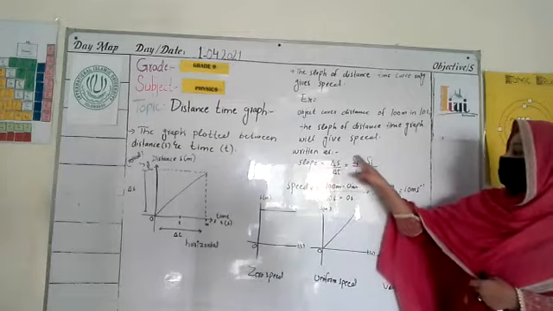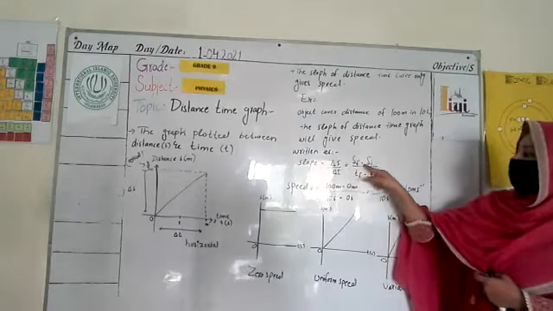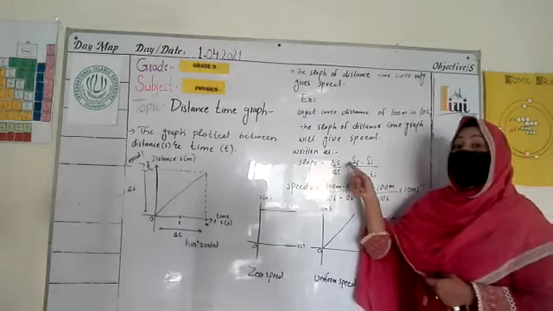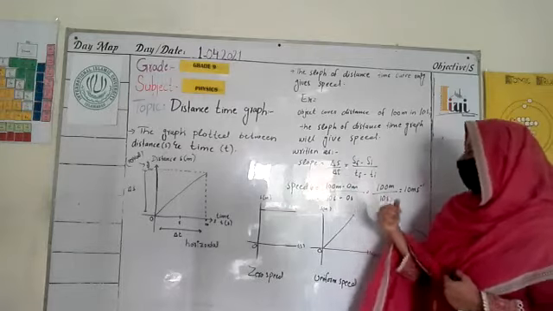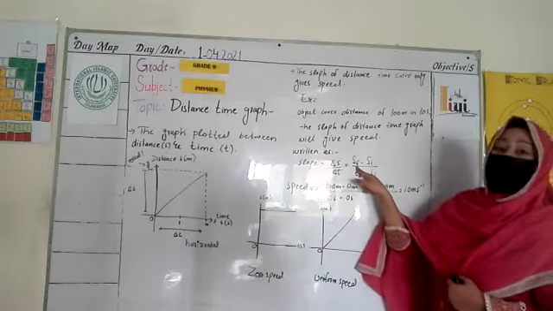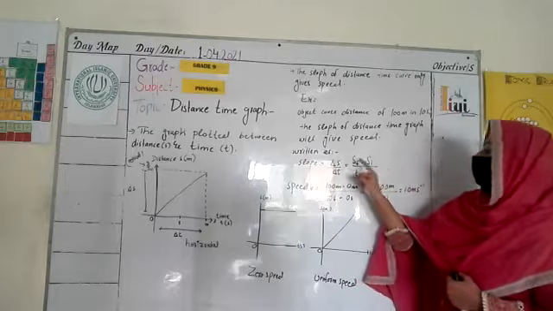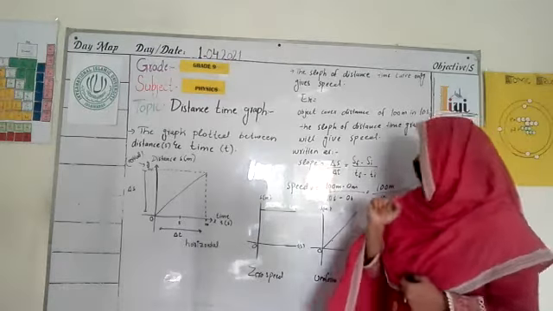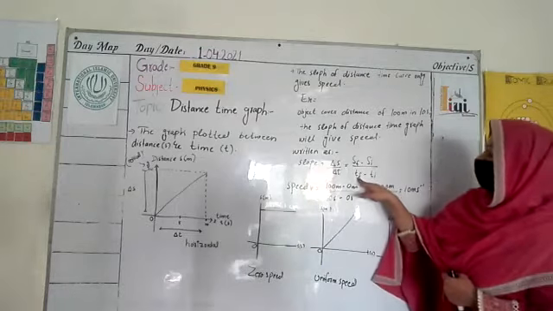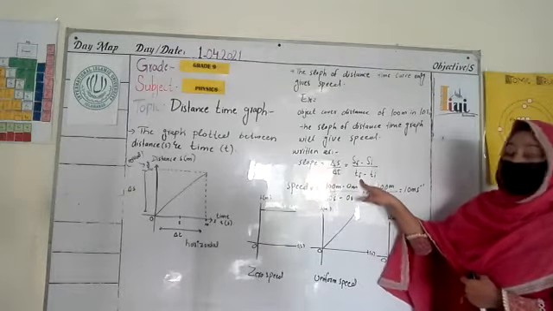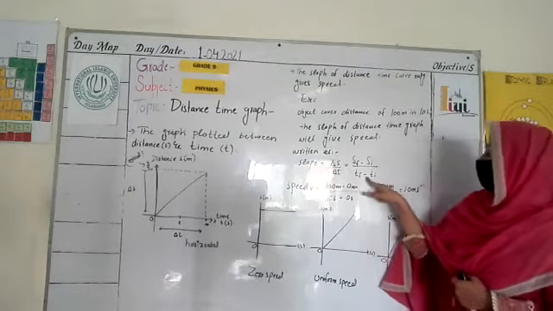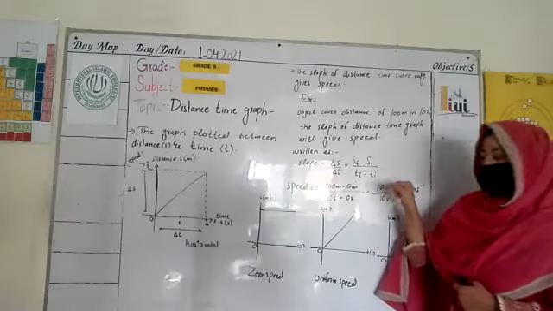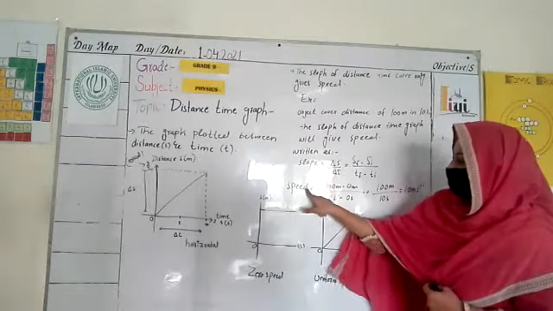So delta S is equal to SF minus SI, where SF is the final position, the final distance of that object, and SI is the initial position of that object. That is divided by delta T, which is TF minus TI, where TF is the final time and TI is the initial time. So the slope shows the speed.